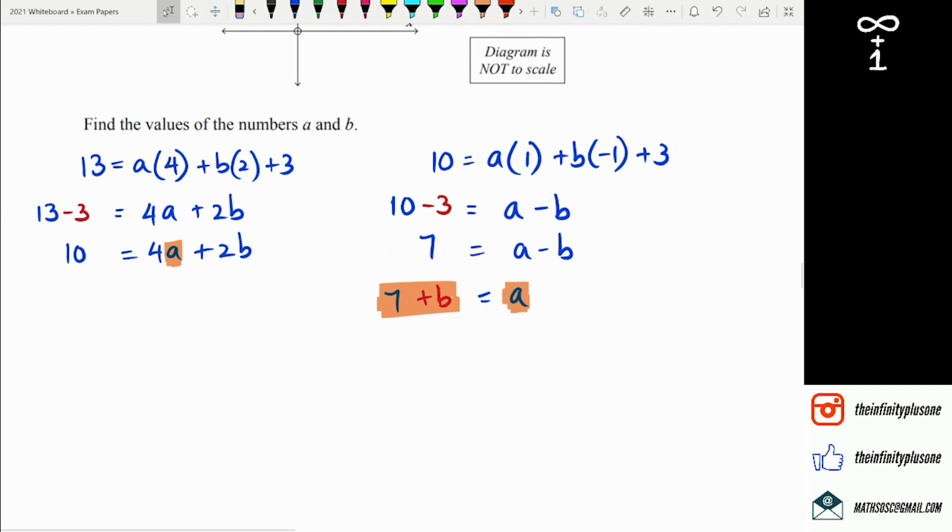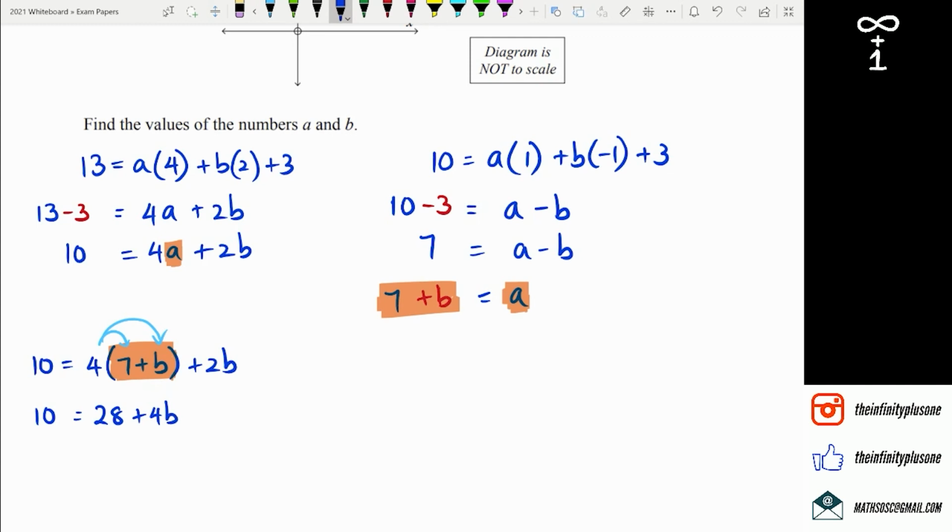Let's try that again. I'm going to rewrite this as 10 equals 4 times (7 plus b) plus 2b. Once again, I know that a is equal to 7 plus b, and that's why I've replaced a with 7 plus b. Now I need to do my expanding of the brackets, so those two right there. And when I do that, I'm going to get 10 is equal to 28 plus 4b plus 2b.